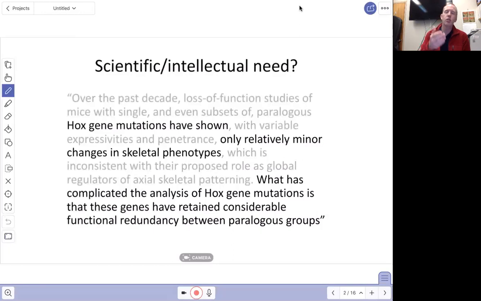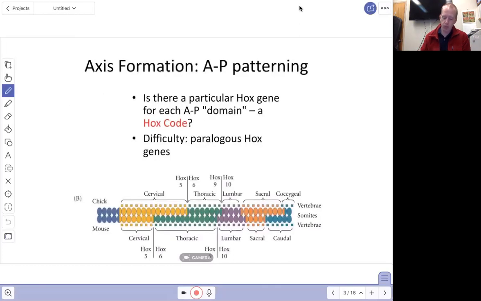So this redundancy between the paralogous groups, that is, is there a difference between HOX10 and HOX11 paralogs in development, has been difficult to address because you can't get rid of, or at least they weren't able to until this point in time, get rid of whole sets of paralogs at once. So the big question is, is there a HOX code in development? Is there a particular set of HOX genes that dictates the axial development from anterior to posterior?